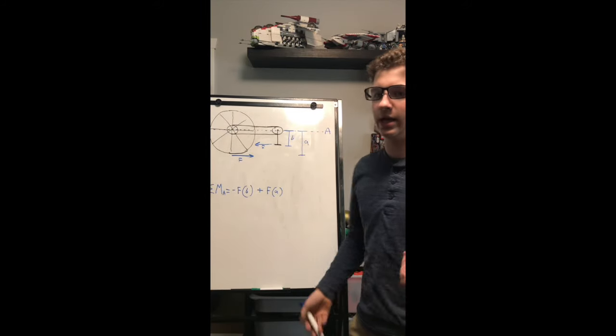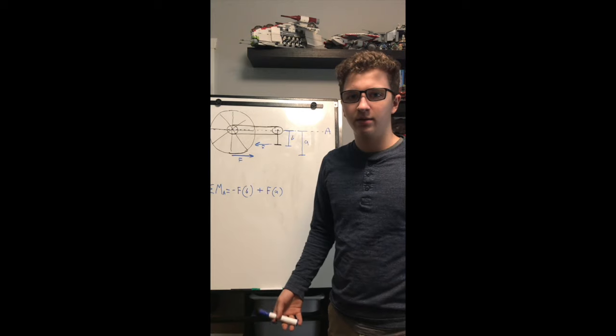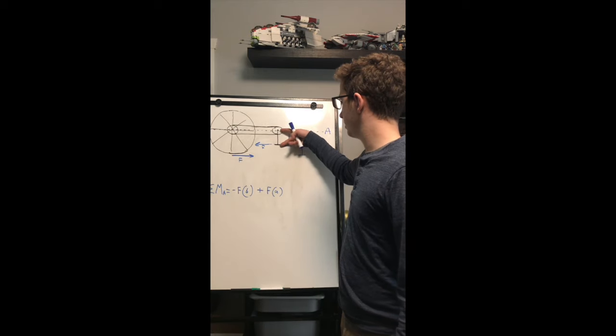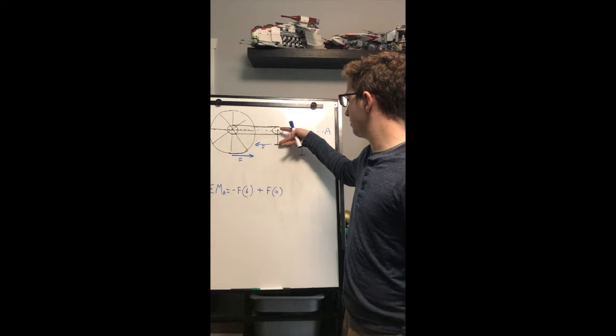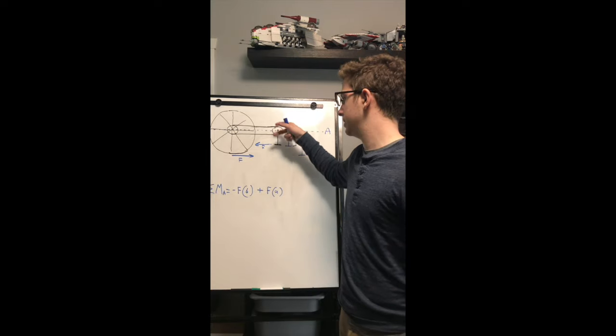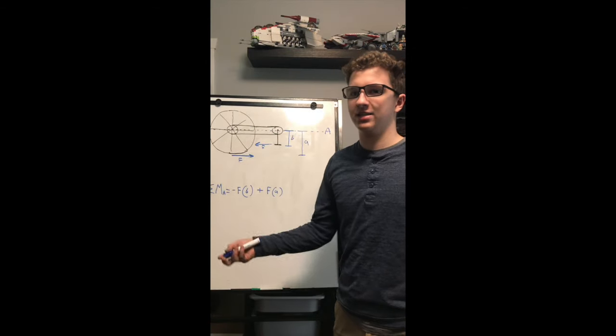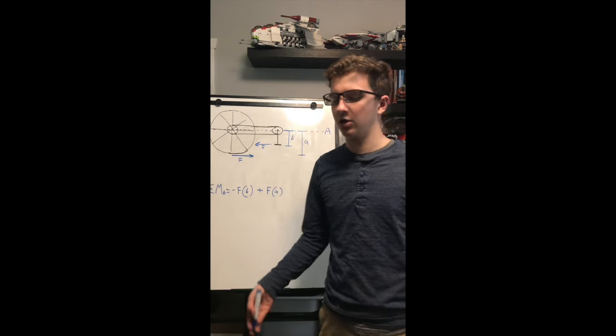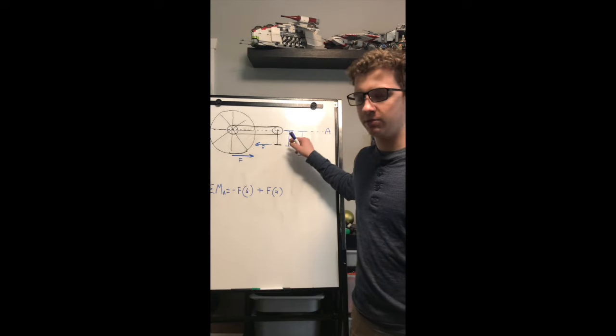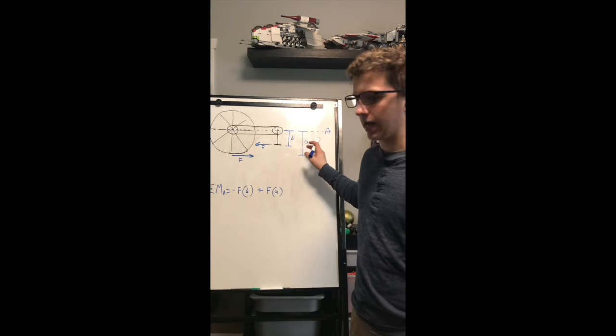Now, as you can see, in any case, the length of the pedal of the bike is almost always going to be less than the radius of the wheel, just because of the engineering of the way bikes are made. So B will always be less than A.